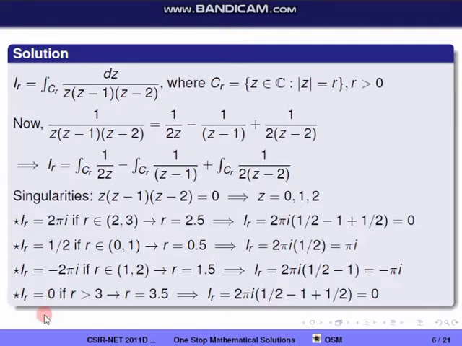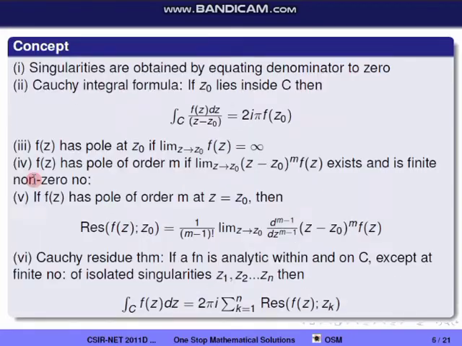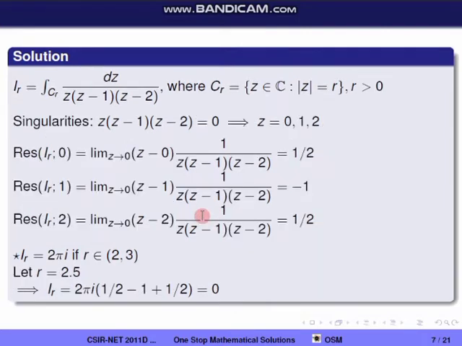Now if we use the Cauchy residue theorem, first of all find the singularities by equating the denominator to 0. So we get z equal to 0, 1, 2. Now find the residue of IR at 0, 1, 2 using this formula. The residue of IR at 0 is the limit as z goes to 0 of z minus 0 times 1 by z into z minus 1 into z minus 2. So we get the value 1 by 2. Similarly, the residue of IR at 1 is minus 1 and the residue of IR at 2 is 1 by 2.